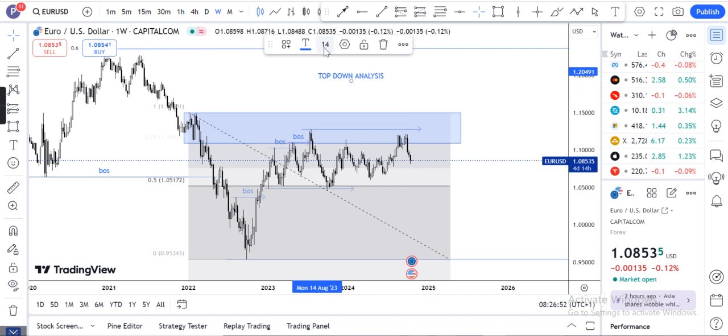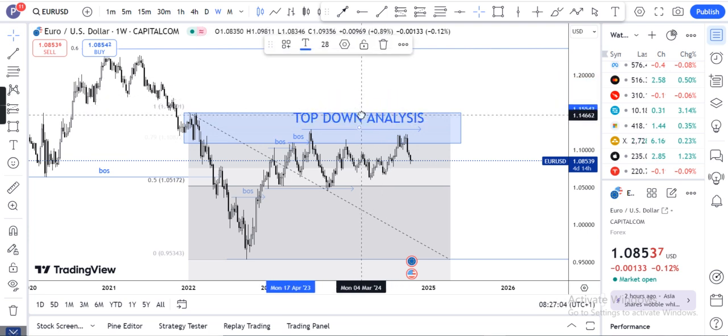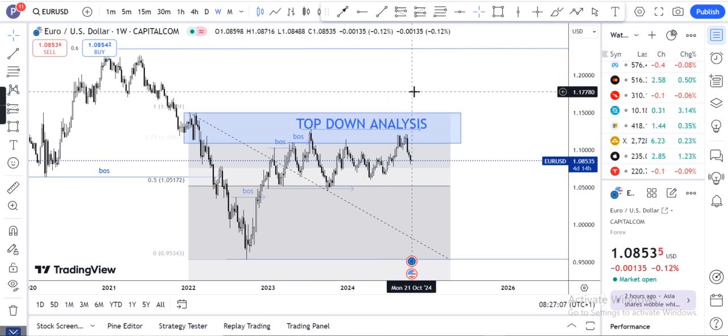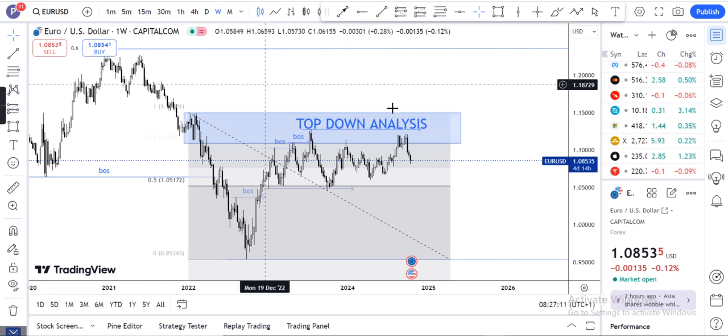Understand? So one thing I can do is I can just increase this. Let's say I increase it to 30 or 28. 28 is fine. So we can now clearly see that this is our top-down analysis on the Euro USD.